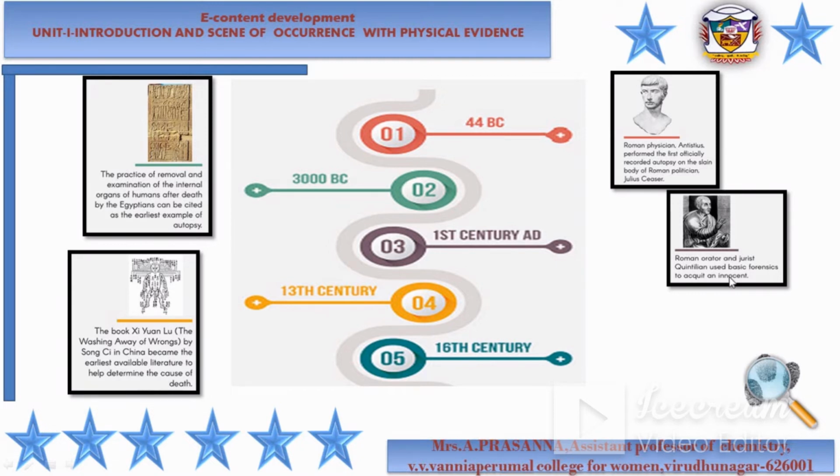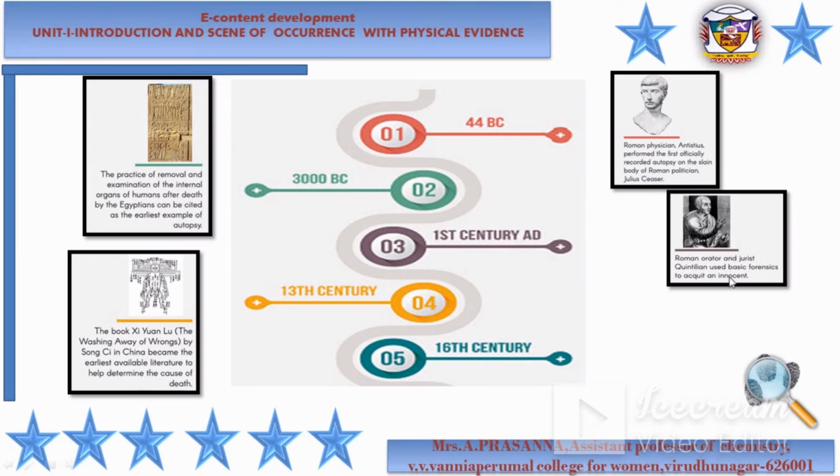Let me tell about the origin of pathology. Have you ever wondered what was the very first guide to pathology? The book Hsi Yuan Lu, that means the washing away of wrongs, was published in the 13th century in China by Song Ci. Hsi Yuan Lu is the first written testimony of the use of medicine and entomology to solve crimes.